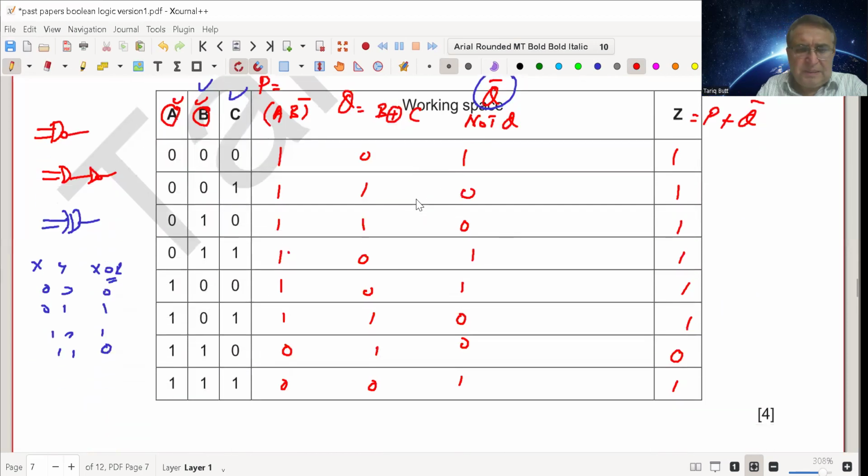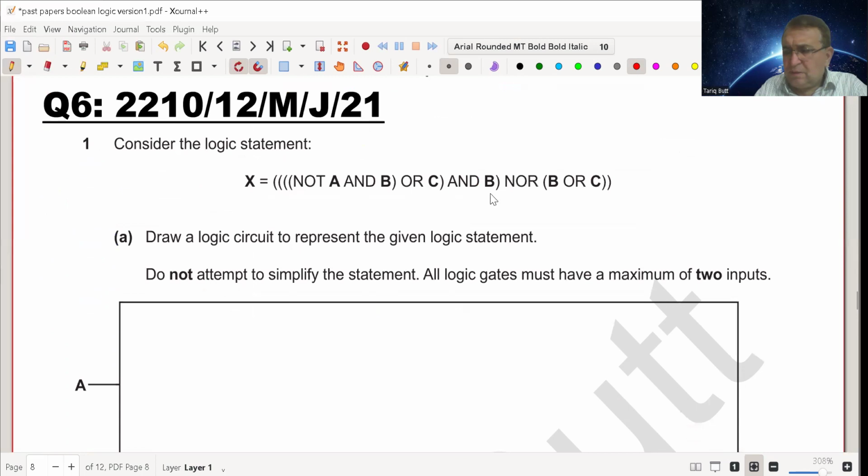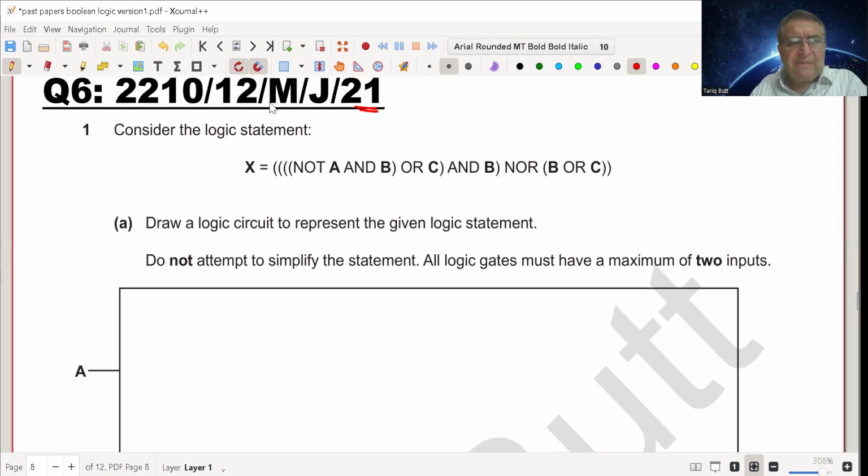Fine. Let's move to the next question. This is a question from the year 2021, May-June, and it was in paper 2. This topic, before 2023, was a part of paper 1. So you can see some questions from there as well. Let's say this first question says: consider this logic statement, not of A and B, or C, and B, and then NOR with B or C.